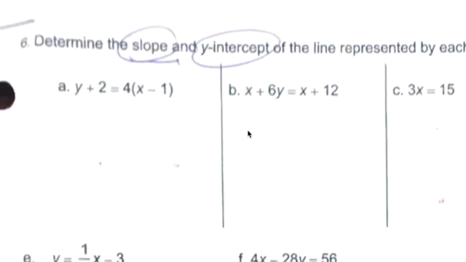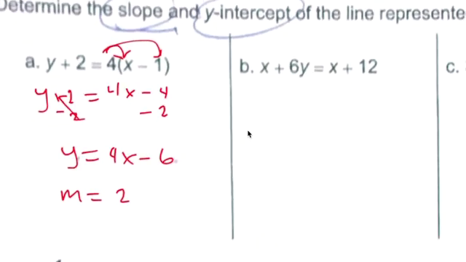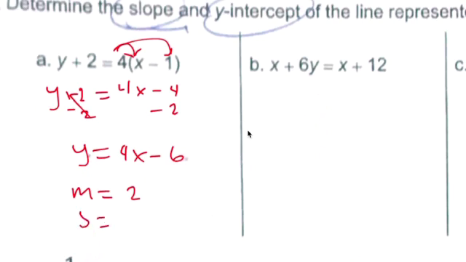slope and y-intercept. We solved that, right? 4x minus 4, y plus 2, subtract 2, get y equals 4x minus 6. The slope is 2, the y-intercept, we didn't put it, y-intercept is negative 6, or if it says in ordered pair, it's (0, negative 6), okay?